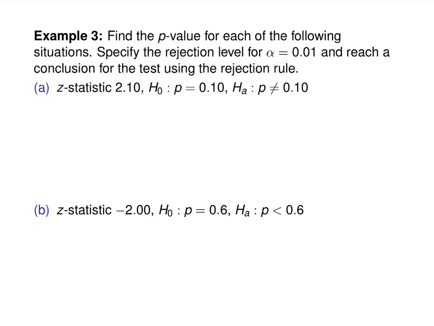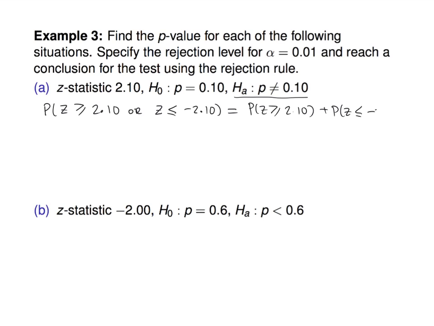Okay. So let's practice using your Z table to find these values. If your Z statistic is 2.10 and your HA is that your proportion P is not equal to 0.1, this is a two-sided test, right? So that's the probability that Z is either bigger than or equal to 2.10 or Z is less than or equal to negative 2.10. Which we just said is the probability Z is bigger than or equal to 2.10 plus Z less than or equal to negative 2.10, or twice the probability Z is less than or equal to negative 2.1.